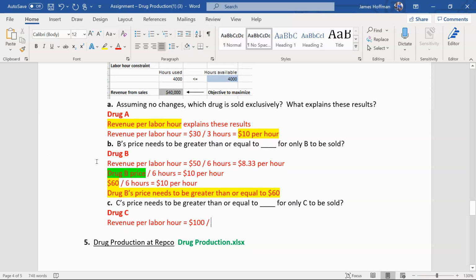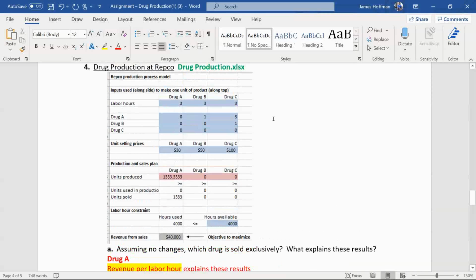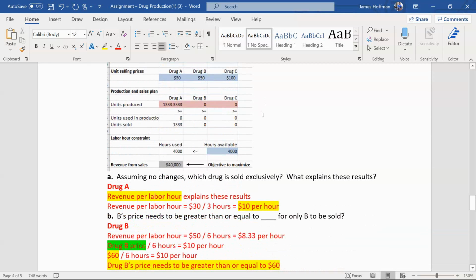Okay, now let's see if someone can figure out how many total hours it takes to make one drug C. So how many hours to make one drug C? 150? No, well, it's 15. Sorry, my bad. 15? Let's see. Did I do it right?